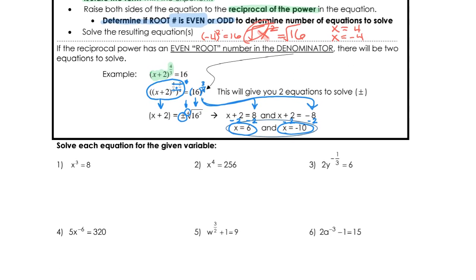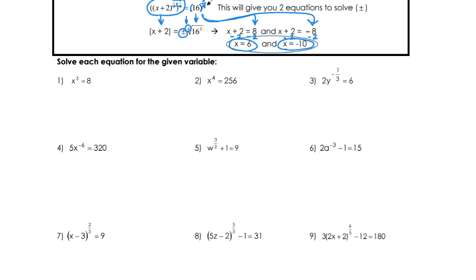Okay, so here we go. In number 1, it says solve each equation for the given variable. This is a very simple equation. It's just x cubed equals 8. We know that to get rid of a square, we would square root, so to get rid of a cube, we could cube root. That is one way that we could do things. However, that won't work for fractional exponents, so if you want to get in the habit, we're going to raise this to the 1/3 power.